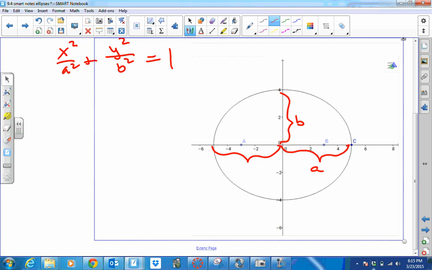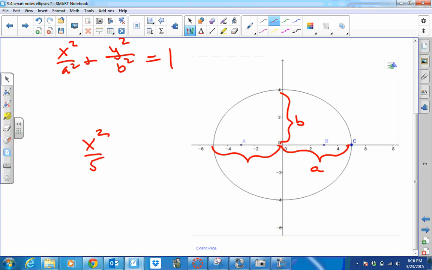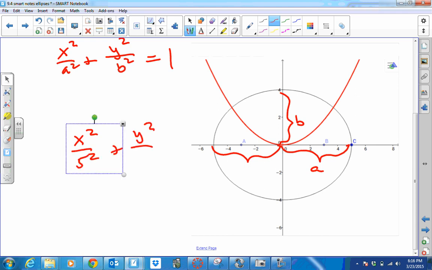So the ellipse I have pictured here, the a is 1, 2, 3, 4, 5. So I would have x squared over 5 squared plus y squared over 1, 2, 3, 4, 4 squared equals 1. And I have no idea where the little parabola just came from. It decorated it by itself, but let's move on.